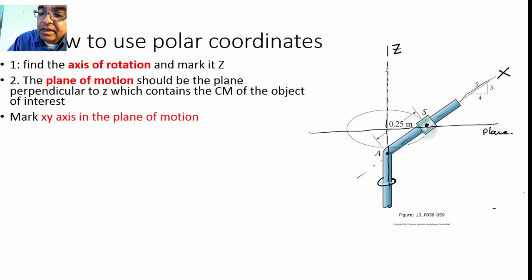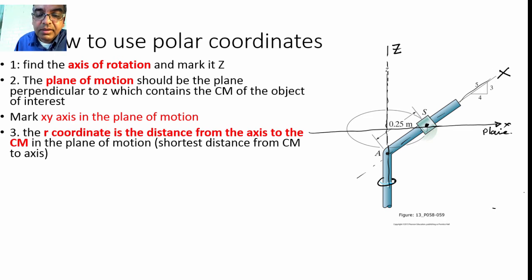And then mark the xy axes in the plane. So this is the x axis, y axis going inside. Then the r coordinate is the distance from the z axis to the center of mass. So it is from here to here. That distance is r, not this one. Please pay attention to that. It is very important to do these two steps.